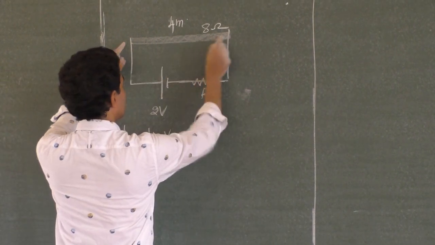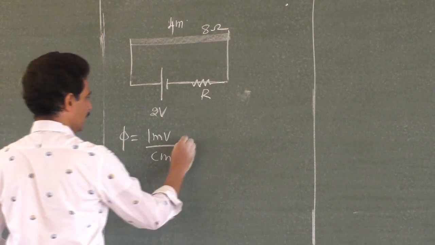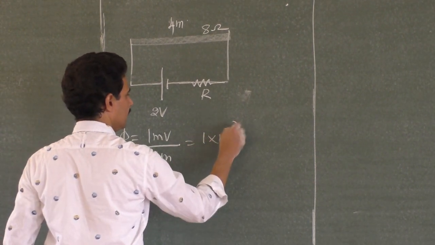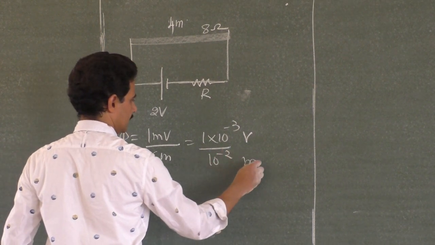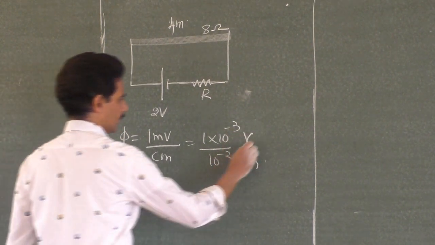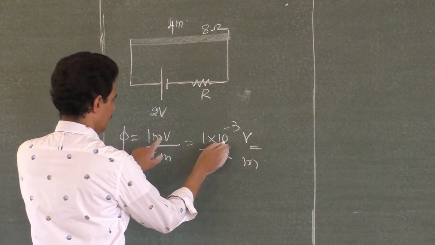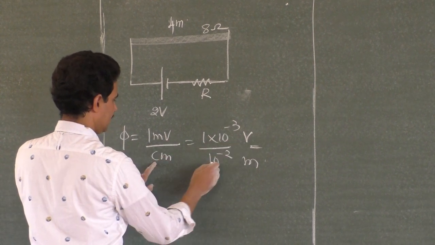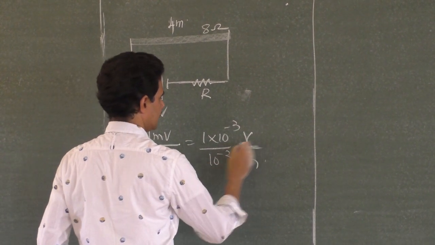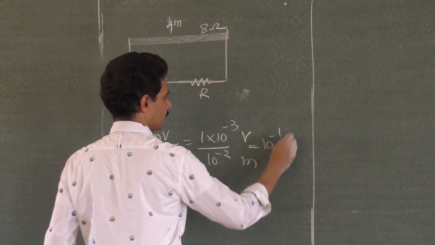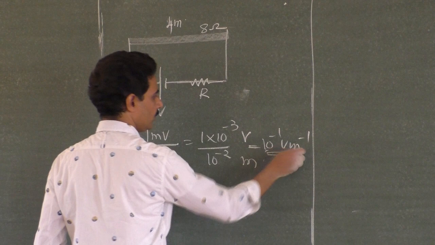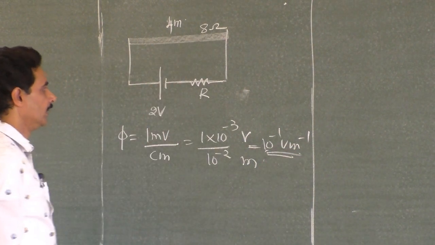How much voltage will you get if you move by 4 meters? That's what you have to find out. 1 millivolt per centimeter is equal to 10 to the power minus 2 times 10 to the power 2... that is 10 to the power minus 1 volt per meter. That means I get 0.1 volt per meter.